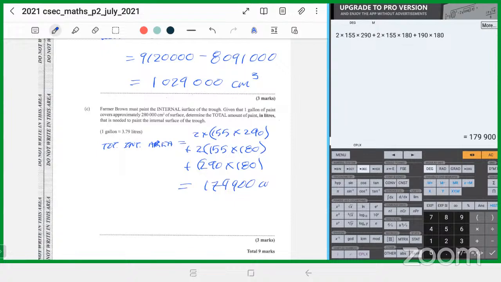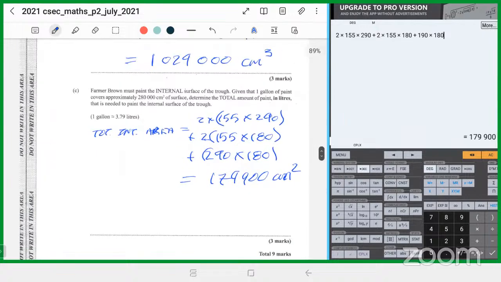So I'm getting 179,900 centimeters squared. Remember now, 1 gallon of paint covers only this much area. So I'm not going to need a full gallon of paint. It's a fraction, because that's a fraction of this area right there.